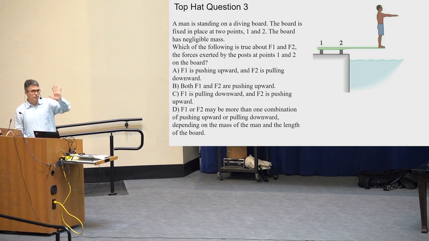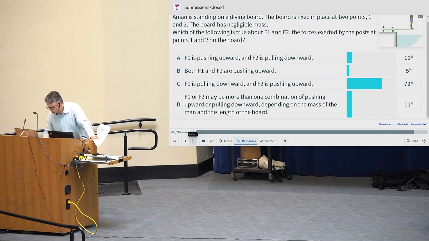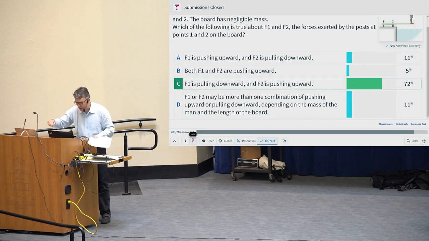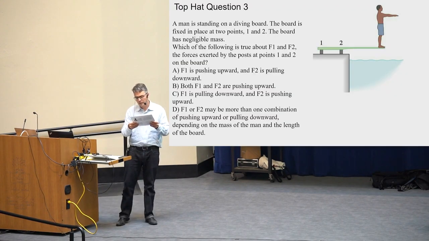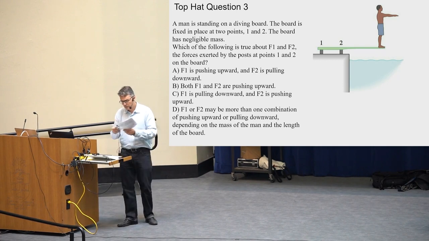To balance the torque of the man pushing down on the right end, right? So C: F1 is pulling downward, F2 is pushing up. So the big question here is why. I ended up doing this twice, and I'm trying to see what the difference is. It might be that there are different rotation axes. Let's see what I was trying to do here.